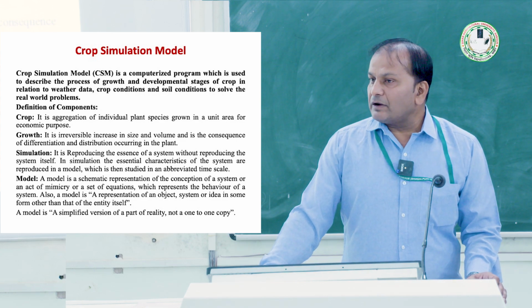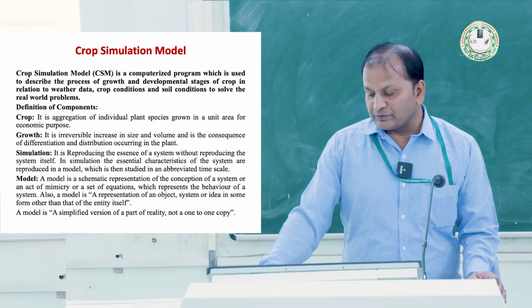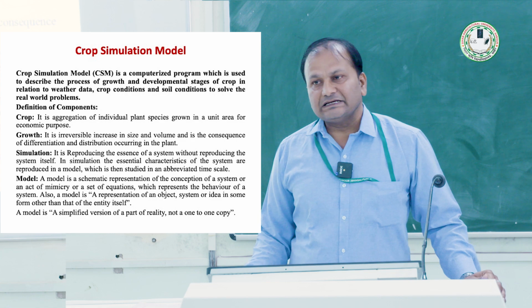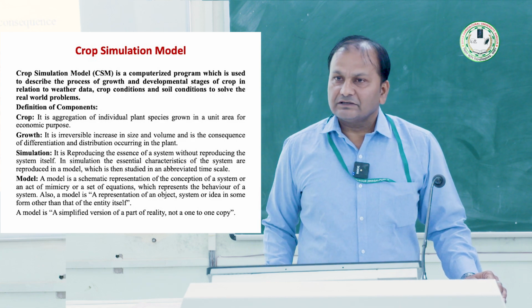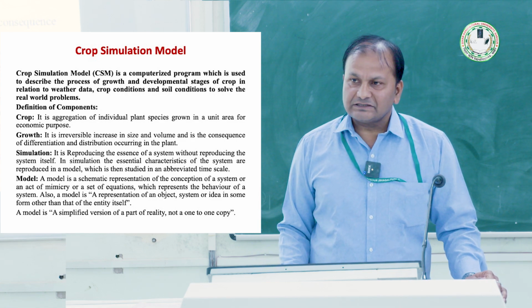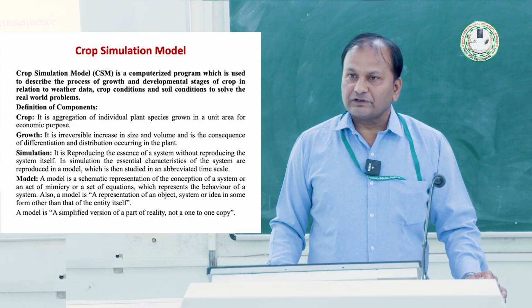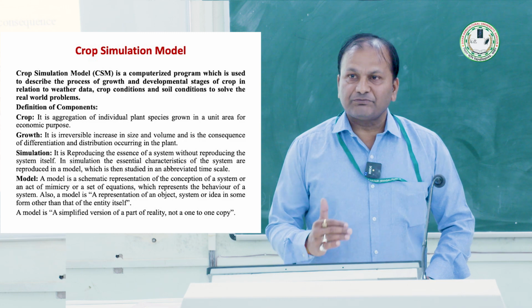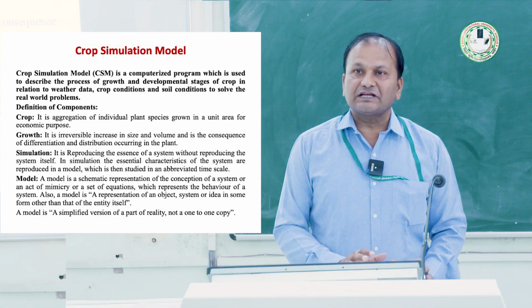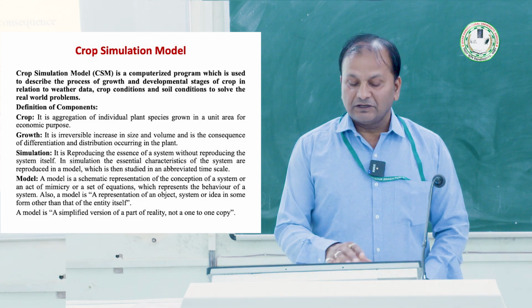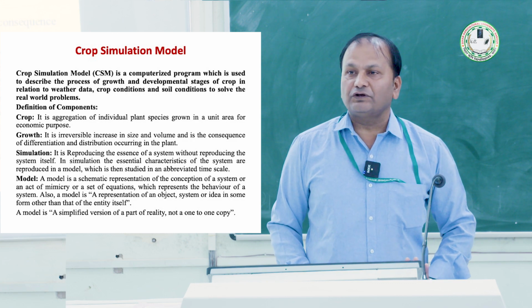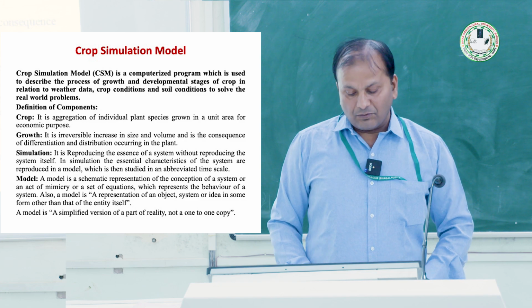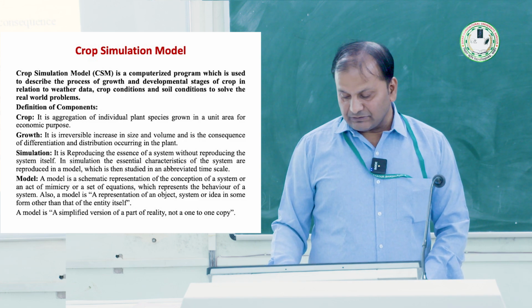Also, a model is a representation of an object, system or idea in some form other than that of the entity itself. These all things you will try to memorize. It will help for creating a total complex definition. Step by step, total definition means crop, simulation, model. So you will have to define all these 4 steps. What is crop, what is simulation, what is model, and what is system.